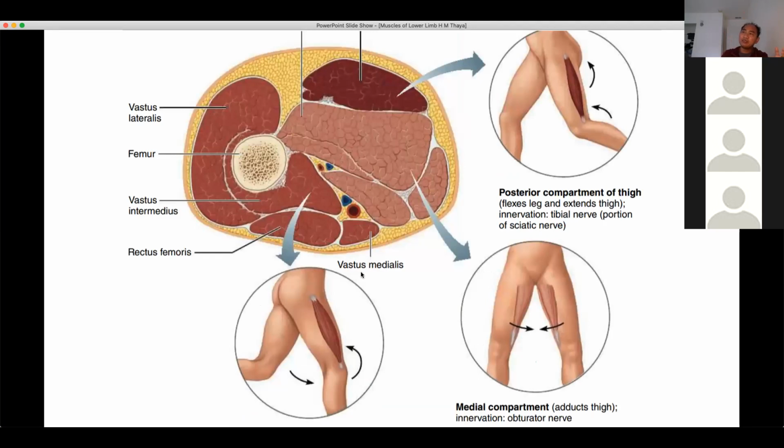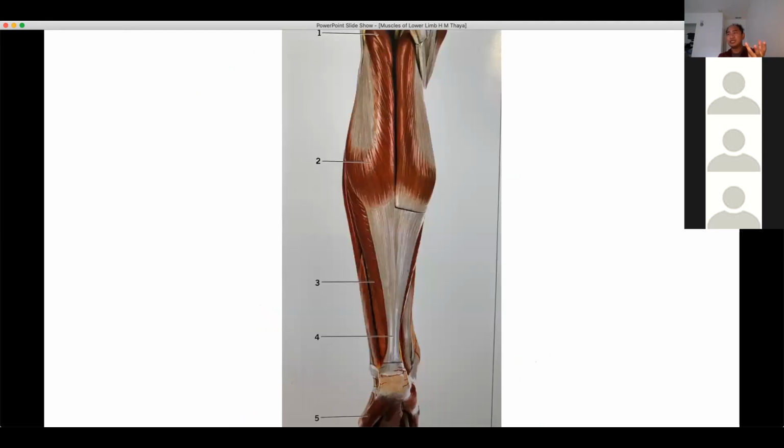This is the cross section of our thigh. This is the femur, and we can see the anterolateral aspect, quadriceps; posterior, which is hamstring; and the medial aspect, which is the adductors. Let's look at the gastrocnemius, medial head and lateral head. This is the Achilles tendon, or in other words, it is also called the calcaneal tendon.